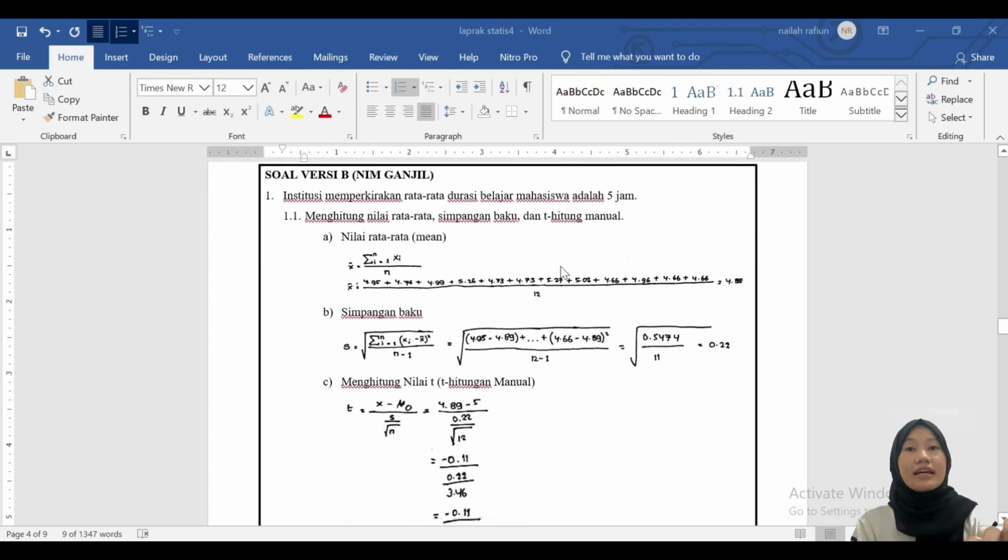In this practicum report 4, there are 2 questions that must be done according to their respective student numbers, and here I get the odd questions. So let's go straight to the practicum report. In this first question, we are instructed to manually calculate the mean value, standard deviation, and t-count. And here are the results of the manual work that I did.